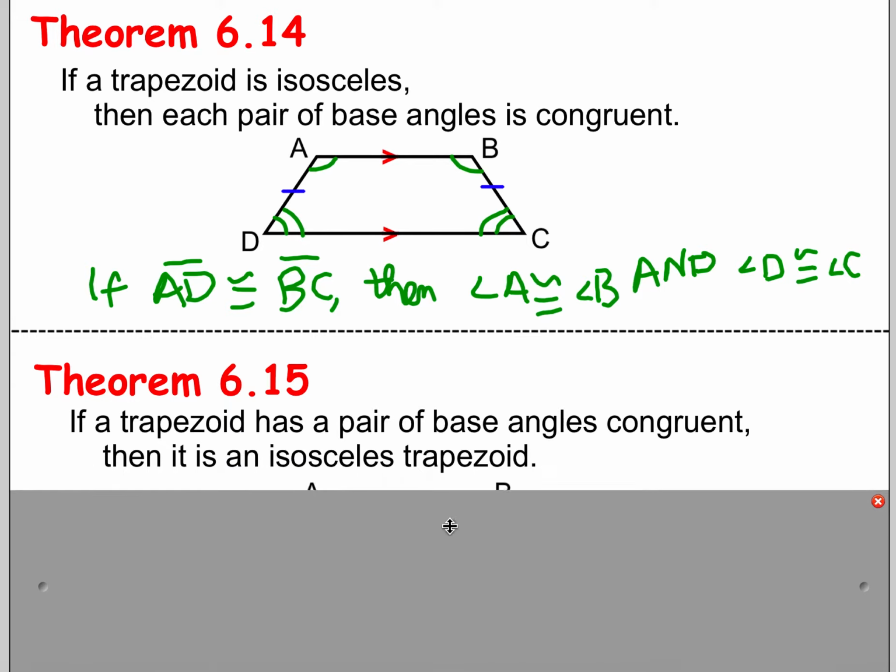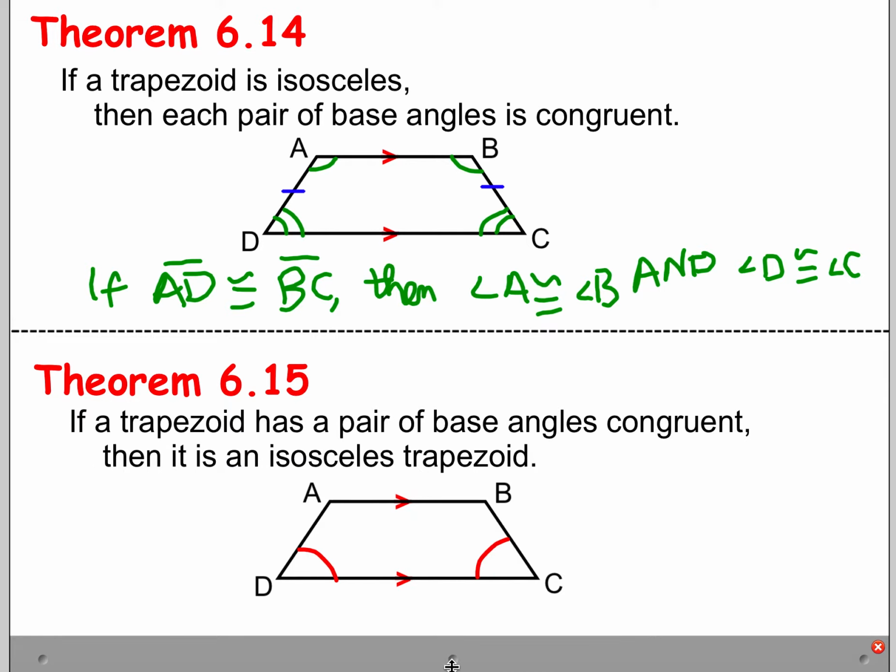Moving right along. In the same way, if a trapezoid has a pair of base angles congruent, then we know it's an isosceles trapezoid. So this is the same rule, but it's just backwards. So here, once again, if it's isosceles, we know the base angles are congruent. What this is saying is, if we know that in a trapezoid one pair of the base angles are congruent, then we can say for certain that it is isosceles, that the legs are congruent. Remember, the legs, we have to be very specific. The legs are the non-parallel sides in any trapezoid.